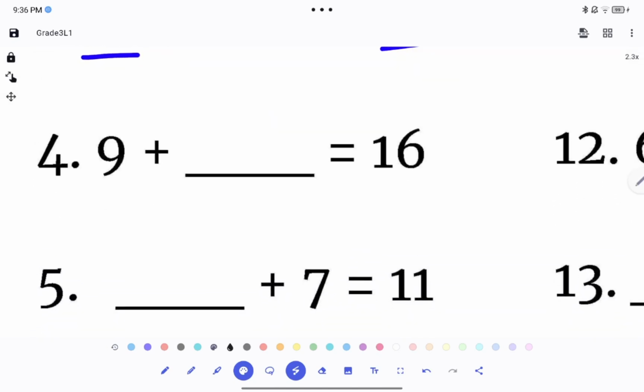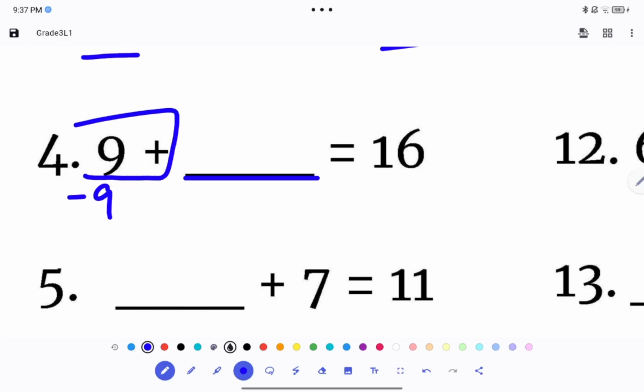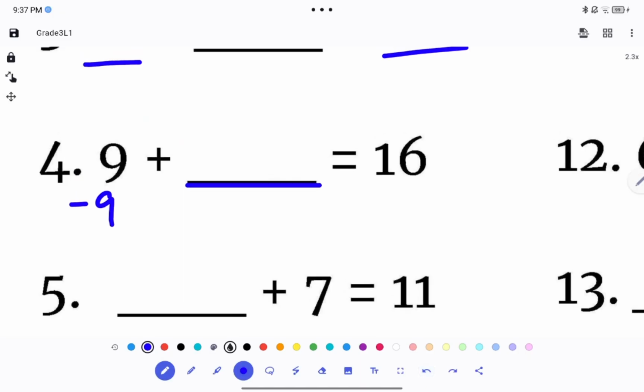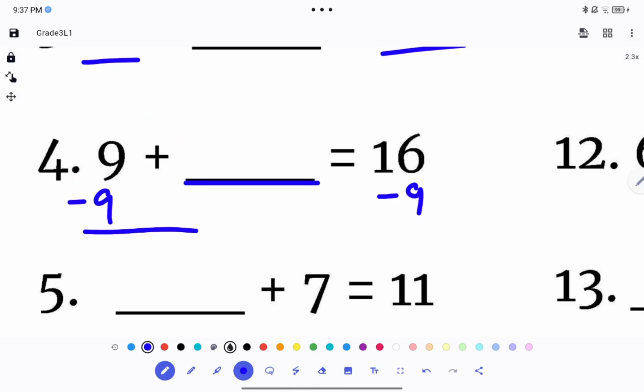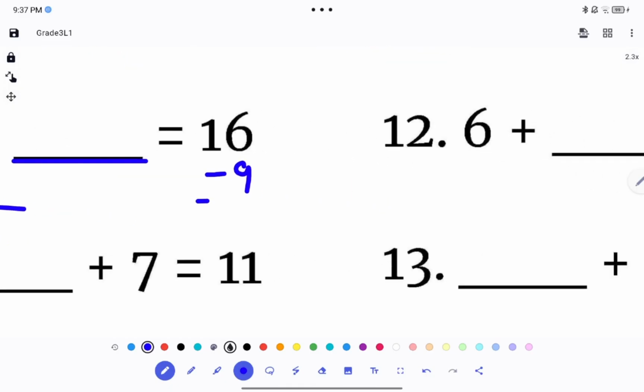Alright, moving down on over here, we get 9 plus some number is equal to 16. Alright, so we want to isolate this unknown number all by itself. So we subtract 9 from both sides because this is taking up too much pesky space. So, subtract 9 from both sides. 9 minus 9 is 0. We don't need to worry about that.